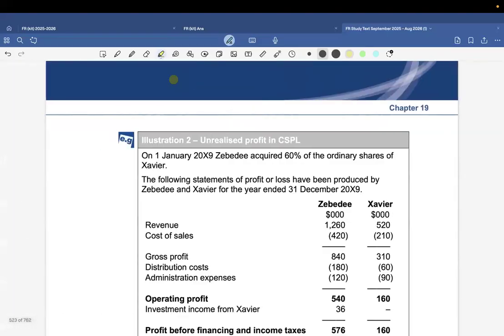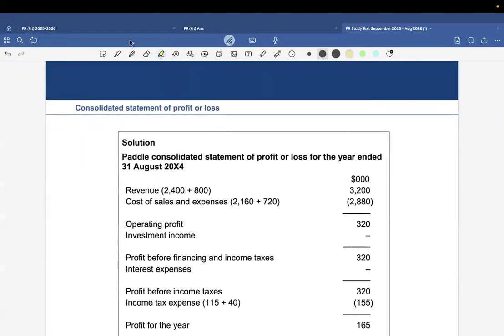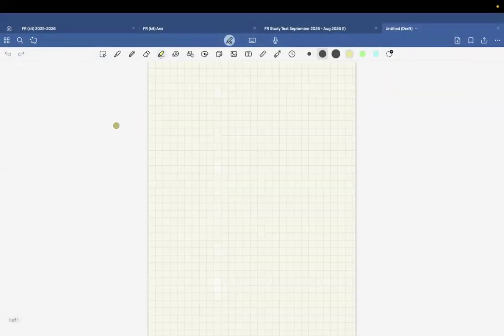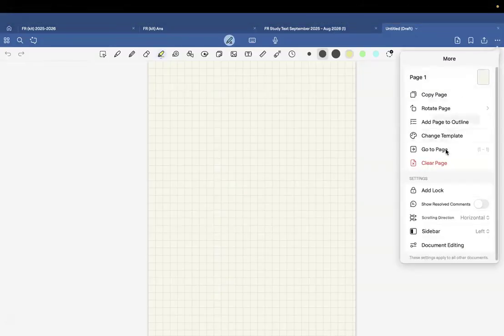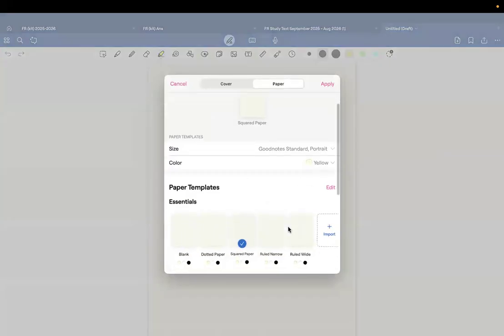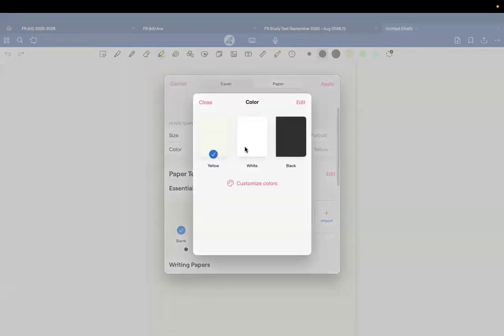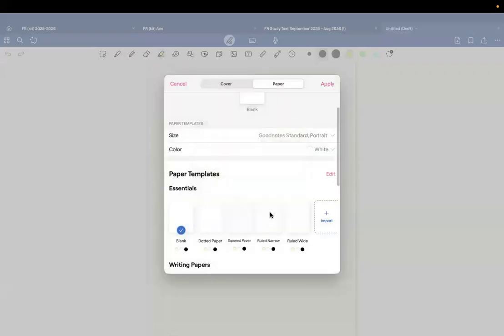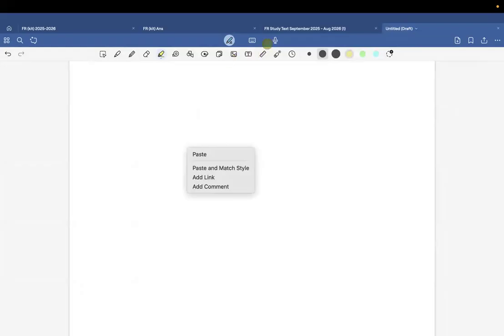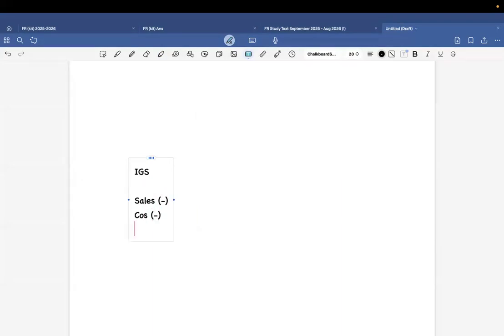So I'm just going to summarize what has been taken in SOPL, right? So how did you take the URP? There is IGS, right? And IGS is deducted from sales. IGS is deducted from COS as well. Clear? And the URP is going to be added to COS. Understood?